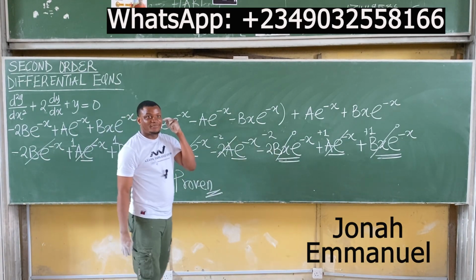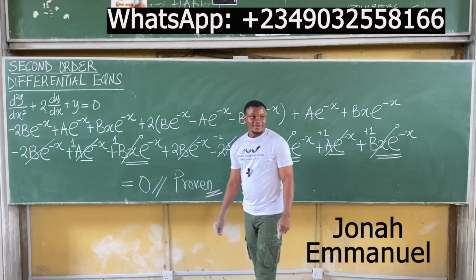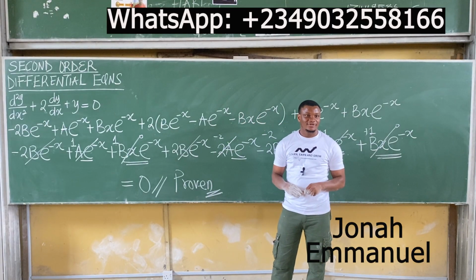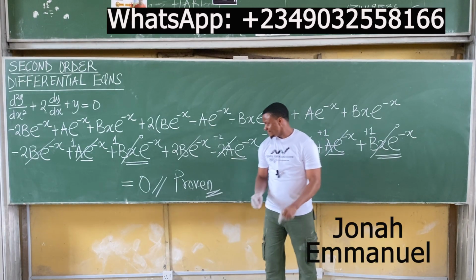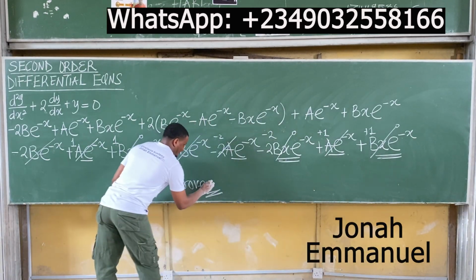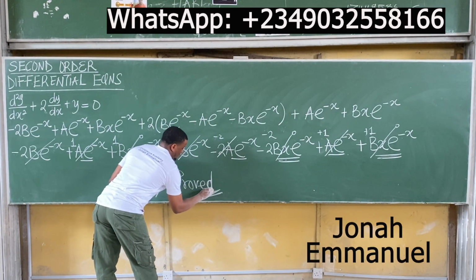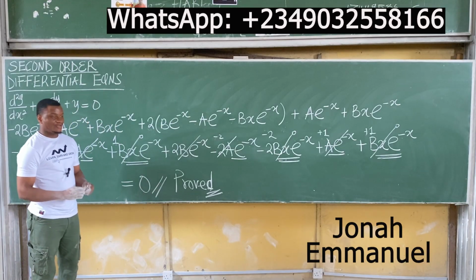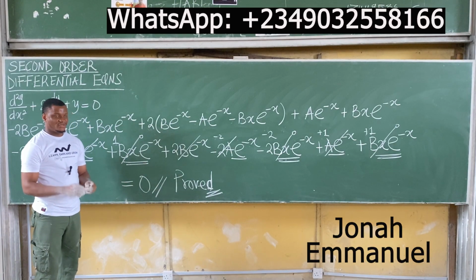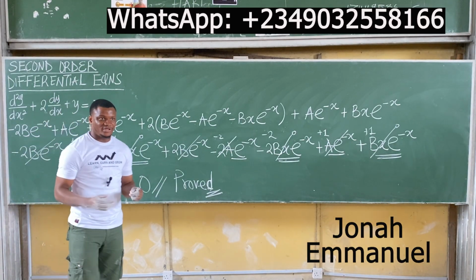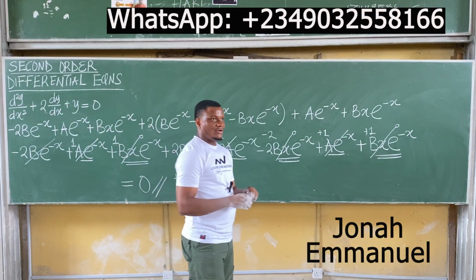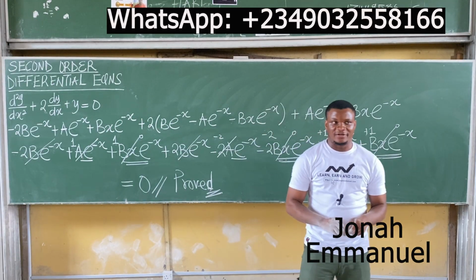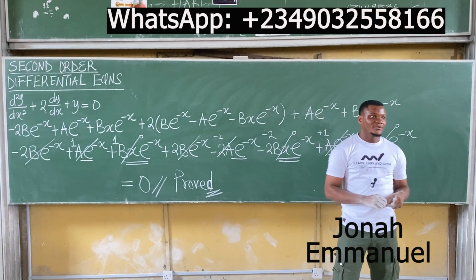What do you call it? Proven or proved? Proven. Proved. Okay. Alright, so this is how you solve this question. So we've proved that it is actually the solution of the second order differential equation. So that's how you do it basically.